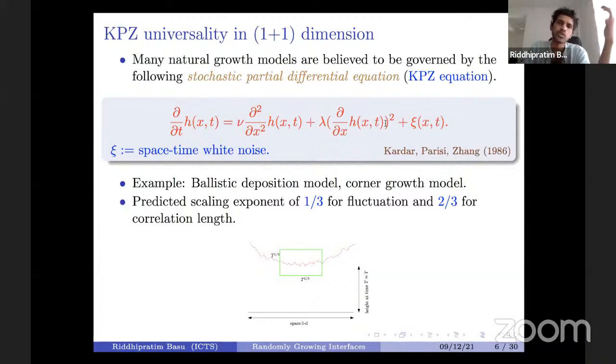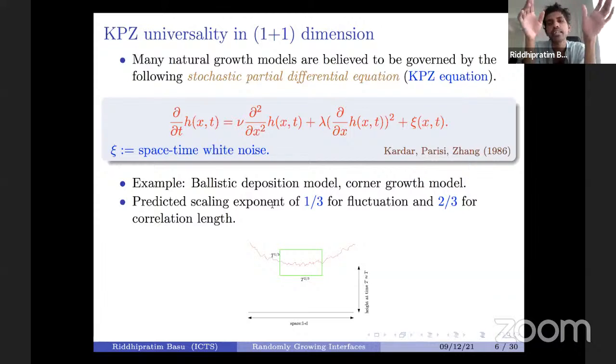But much before that, in this KPZ paper, what they did is a non-rigorous, what is called a renormalization group analysis of this equation, and predicted that models whose large-scale behavior is governed by this equation will have the following features. They said that at time t, the fluctuation of the height, instead of being t to the 1/2, will now become t to the 1/3, and there will be a correlation length which is given by the exponent 2/3.